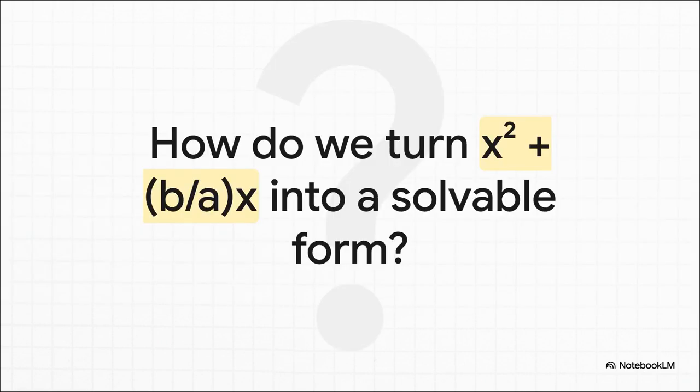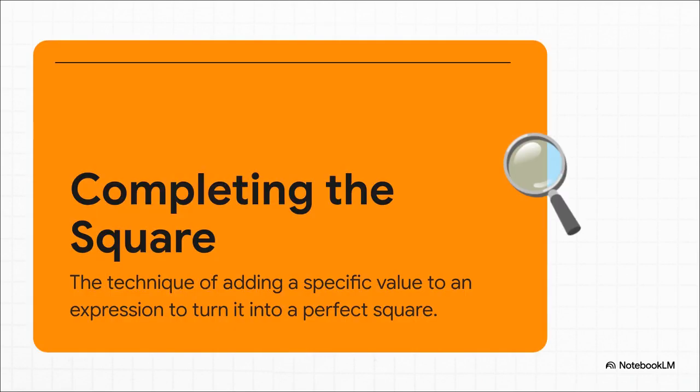And here's where we hit our first major challenge. That expression on the left, x² + (b/a)x, it's kind of awkward. We can't just take the square root of it and call it a day. So how in the world do we turn this into something we can solve? Well, the answer is this incredibly clever algebraic technique, and it's called completing the square.